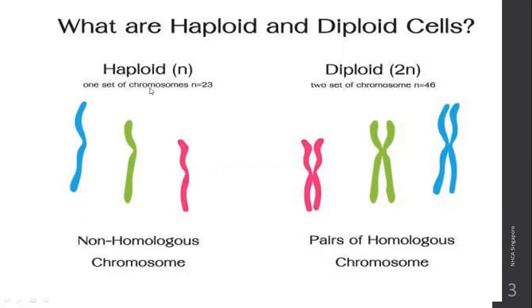Tri means 3, somy means chromosome, and 21 means from the 1 to 23 pairs of chromosomes which you have, the 21st pair of chromosomes has three chromosomes. So that's why it leads to a genetic condition called Down syndrome, also called trisomy 21. So this is the difference between haploid and diploid cells.